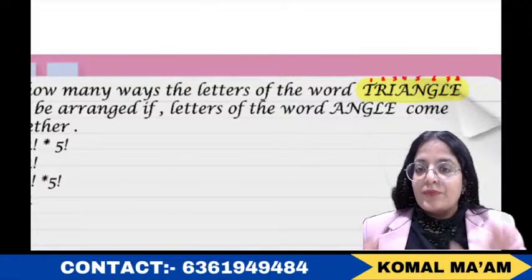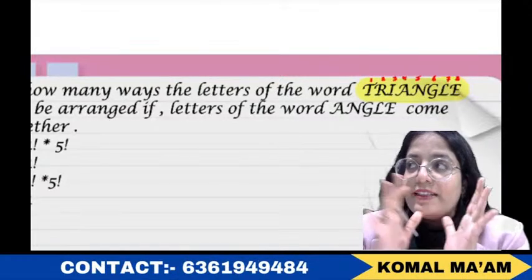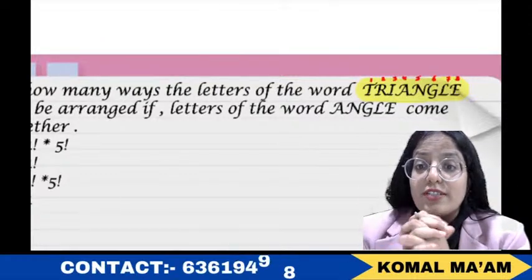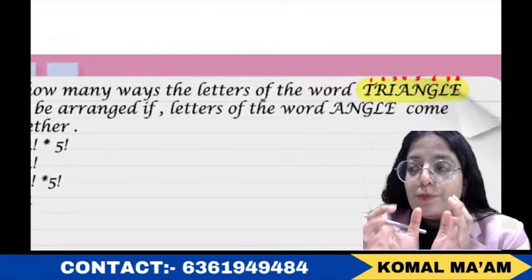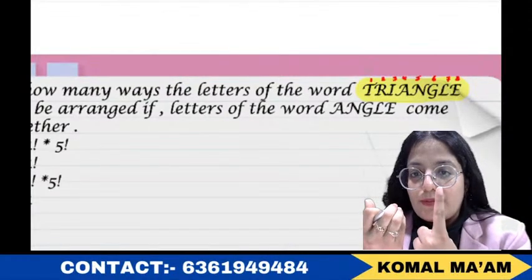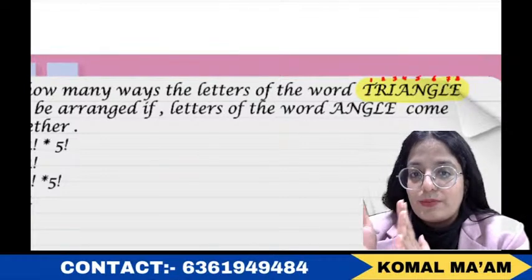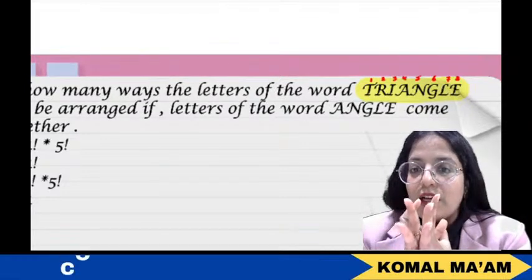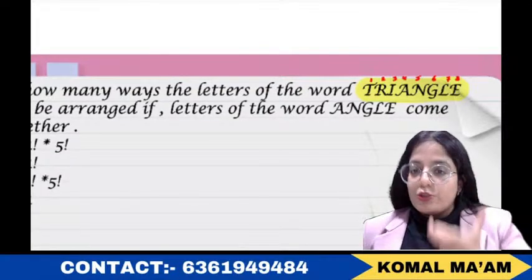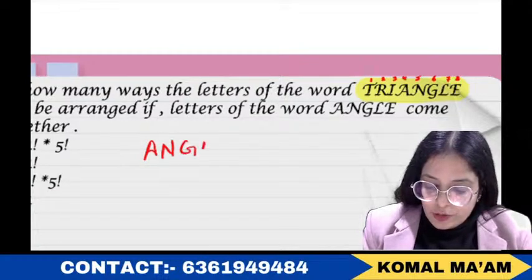Okay, see, whenever in permutation and combination they say that some letters should come together or some persons should sit together, what do we do? First we assume them to be one item. Are you getting that? So we want the letters of the word ANGLE together, so we'll just write it like this: ANGLE together.